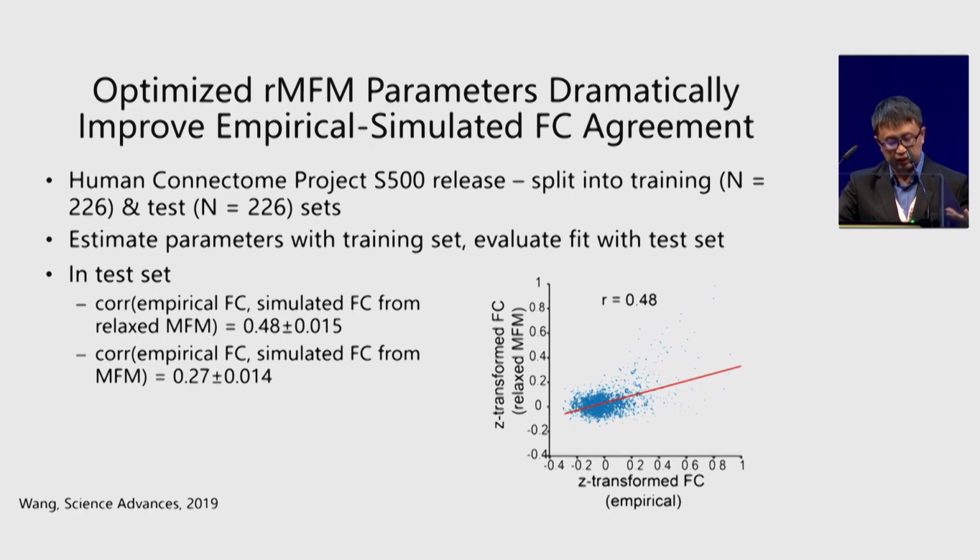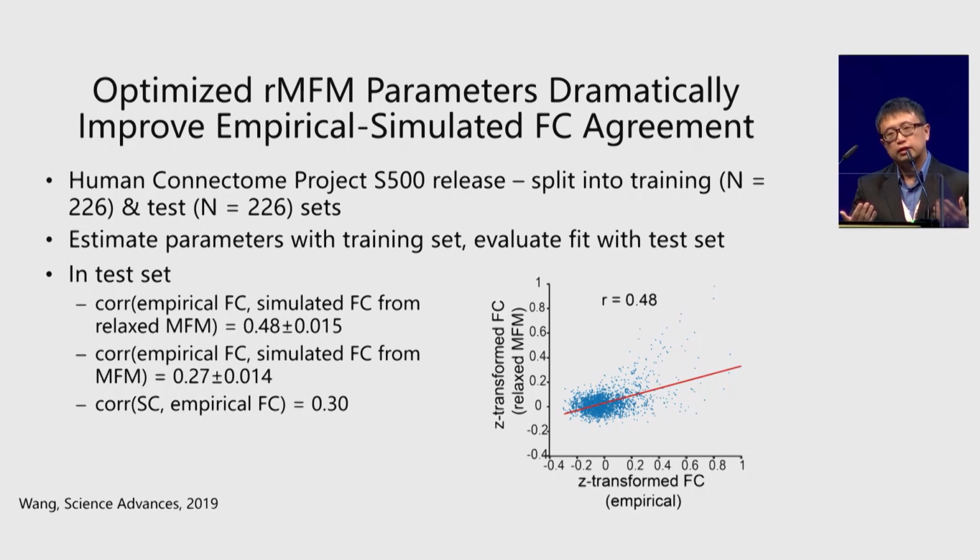And then if we do a control analysis where we correlate the structural connectivity with empirical functional connectivity, it is only 0.3. It's actually 0.3. So if you compare 0.3 and 0.27, this shows that the original mean field model, at least in this data set, is not doing much besides recapitulating structural connectivity.